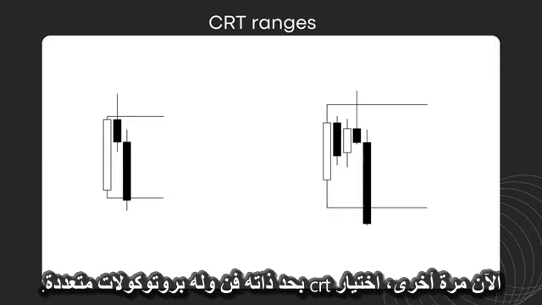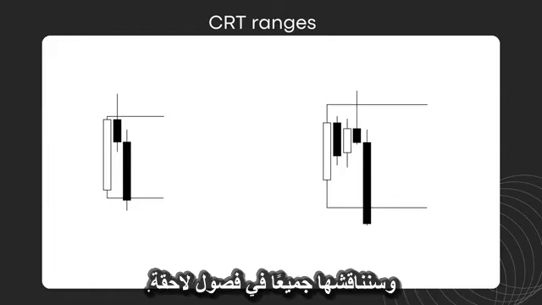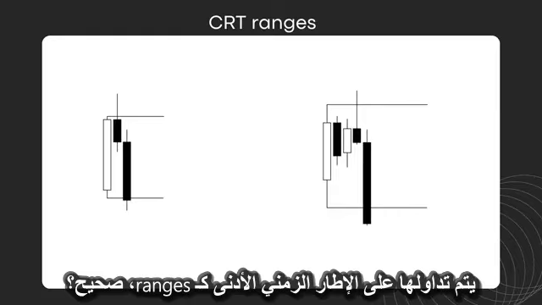Now, again, choosing a CRT is in itself an art, and it has multiple protocols and intricacies which you must look for when choosing it, right? We're going to discuss them all in later chapters. But basically, they are higher time frame candles which are traded on the lower time frame as ranges, right?